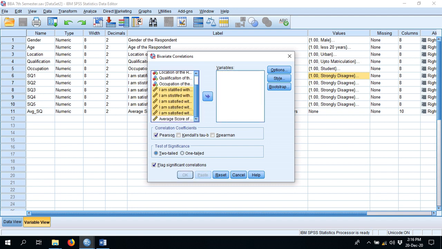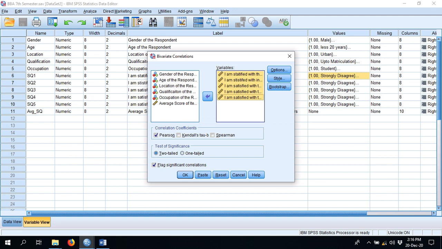These are the list of variables that we have included in our data set. Now we need to select the variables and put them into the test variable box. These are the variables which we are using to check the association. So in other words, we want to check the association between these variables. Here you can see Pearson correlation, two-tailed, and flag significant correlations. It means if there exists a significant correlation between the variables, then a star sign will be mentioned on it. So let's say okay.